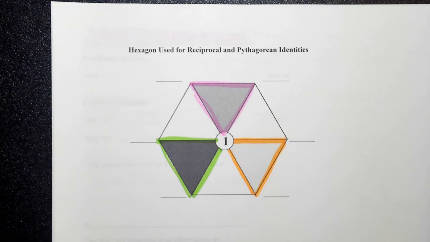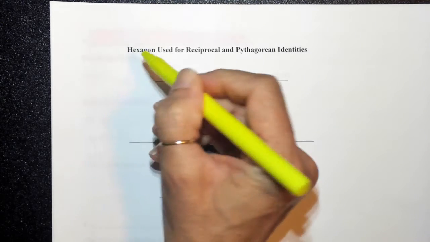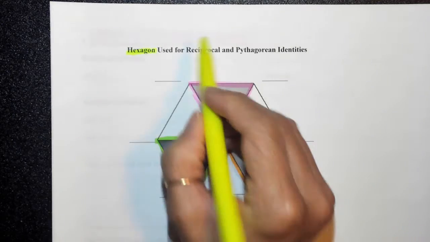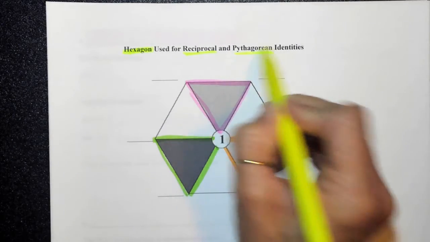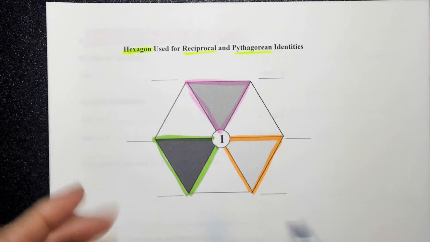So as I understand, it's really kind of overwhelming when you take a look at everything that you have to remember for pre-calc. What I wanted to show you, and I did show you in Unit 1, was that there was a hexagon that can be used for reciprocal and Pythagorean identities, and it's just a way to remember. So I drew a very archaic version of a hexagon.